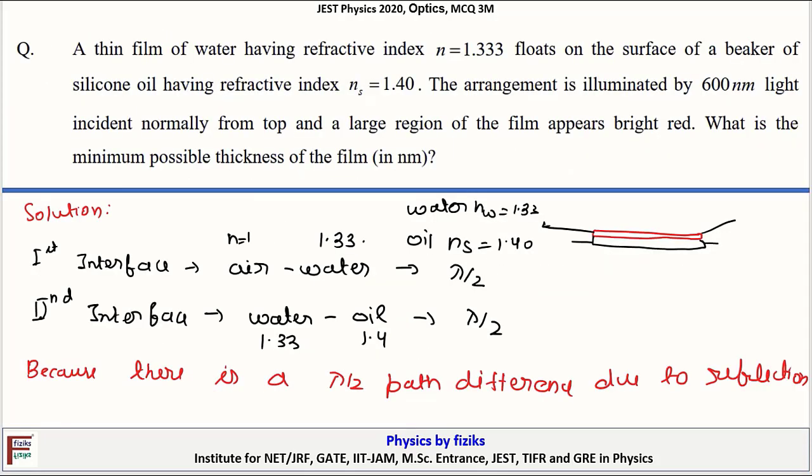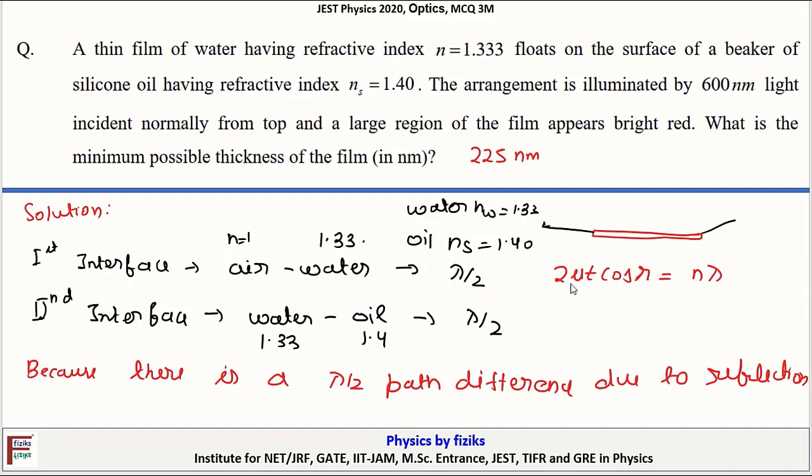So in this case for the problem we are dealing with, the condition of maxima is written as 2 mu t cos r equals n lambda. Let us first write it down: the answer for this problem would be 225 nanometer. Now if the interface would be like first rare to denser and then denser to rare, for example, air, water, air, there would not be any oil like this one.